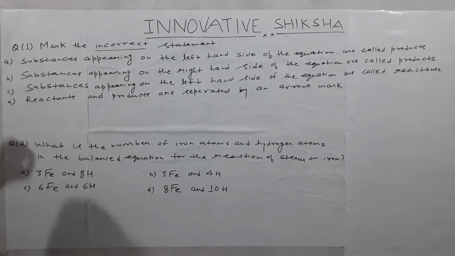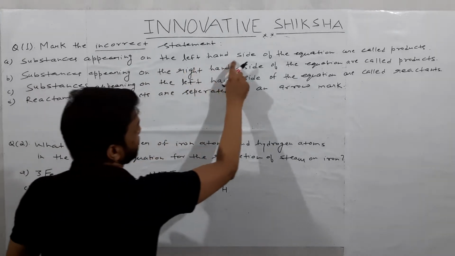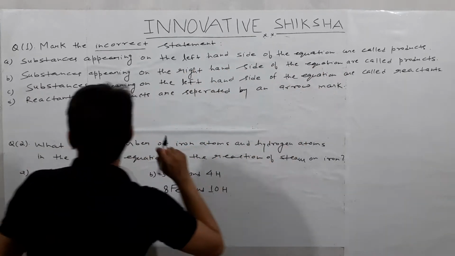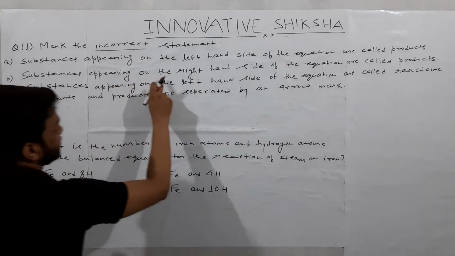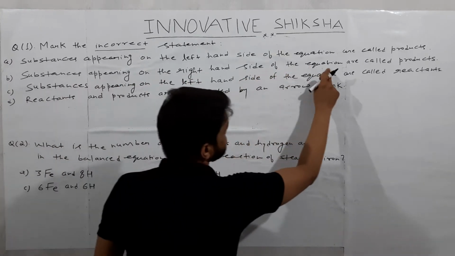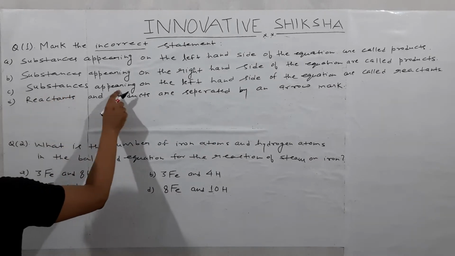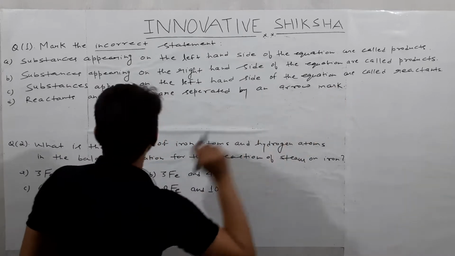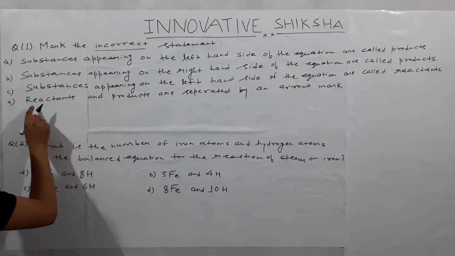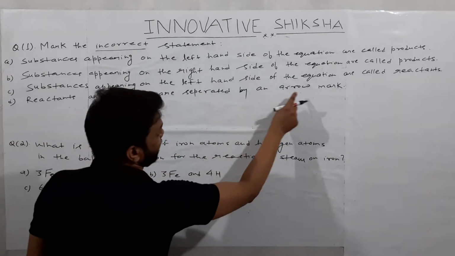The first option is, substances appearing on the left hand side of the equation are called products. Option B is, substances appearing on the right hand side of the equation are called products. Option C is, substances appearing on the left hand side of the equation are called reactants. And option D is, reactants and products are separated by an arrow mark.